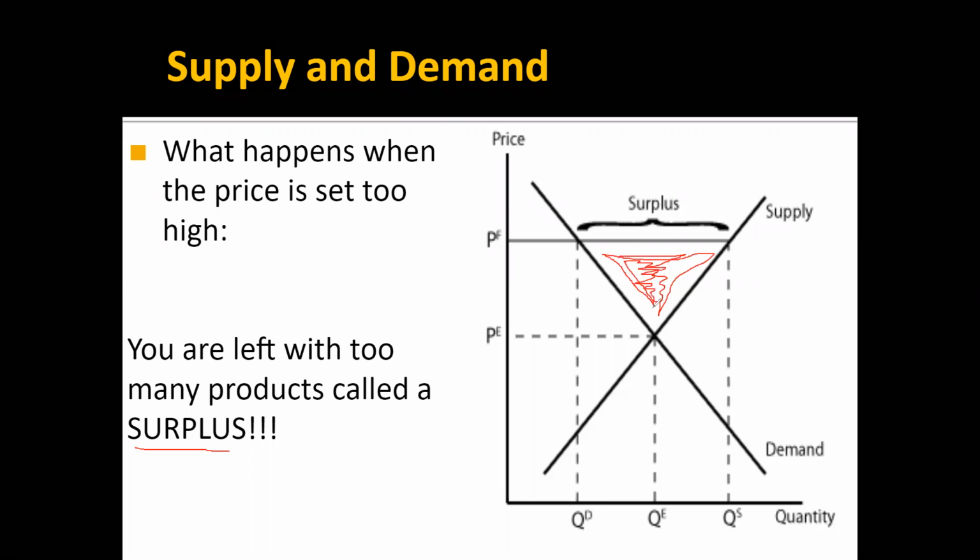Because your surplus, and I hope you see this visually, is the difference between here and here. Okay, this is your quantity demanded at that price. This is your quantity supplied at that price. There's a difference between those two. You have a whole lot more supply, a whole lot more products on the shelf than you have paying customers coming in to buy it. Okay, which means you have a surplus. You have a whole bunch of extra product sitting on the shelf. How much? The difference between this number and this number.